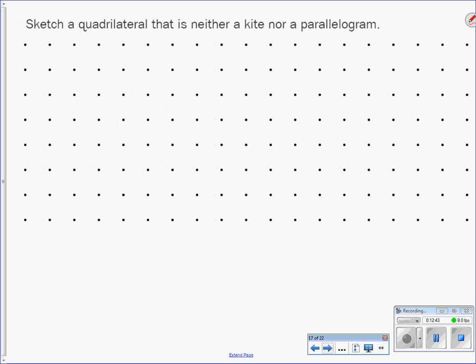Sketch a quadrilateral that's neither a kite nor a parallelogram. Okay, neither a kite nor a parallelogram. So you could do a trapezoid. Those dots help me out so I can draw correctly. So you could draw a trapezoid.